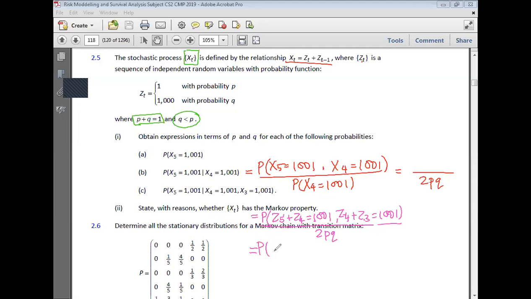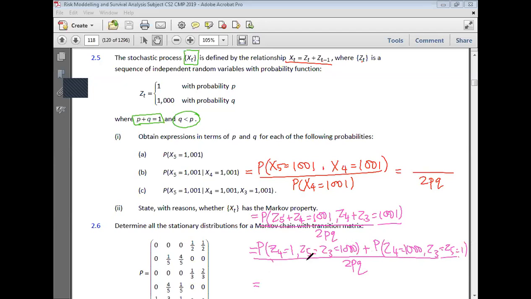So what I can do is I can write that the probability that my Z4 takes a value of 1, then if my Z4 takes a value of 1, my Z5 and Z3 will have to take a value of 1000, right? And the other way this could happen is the probability that my Z4 is 1000 and my Z3 and Z5 is just 1. And this will be again everything upon 2pq. All right. And then what should we do next?